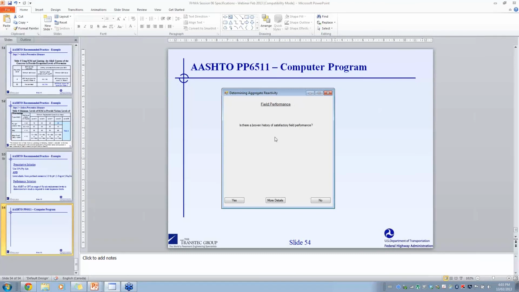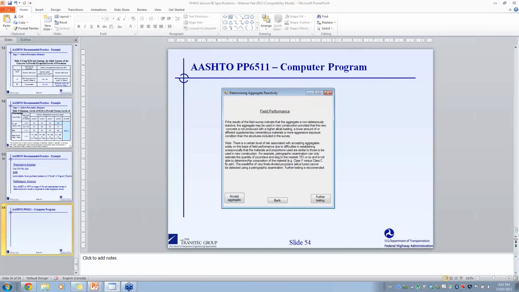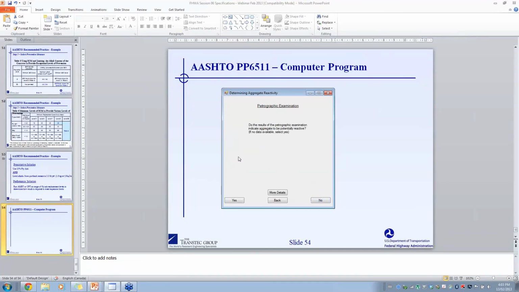So it asks questions like, is there a proven history of satisfactory field performance? If you press yes, it's going to tell you, well, that's okay, you can use it, but there's a certain level of risk, whatever. So you can either accept it and stop there. Petrographic examination, the same thing. It asks, do the results of petrographic examination indicate aggregate to be potentially reactive? Let's say they don't. No. Then again, you can accept it for use, but there's a certain level of risk. So you can accept the aggregate by clicking this box here, or you can do the further testing.